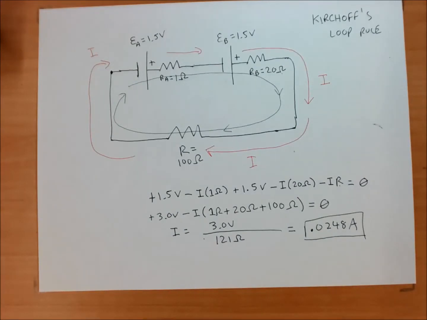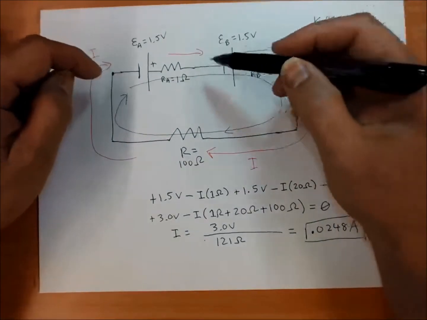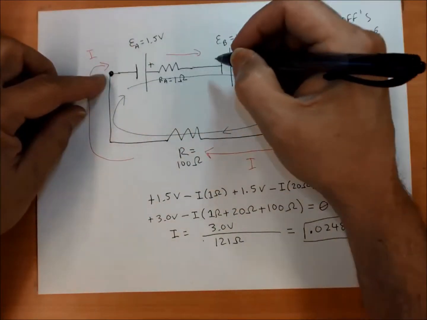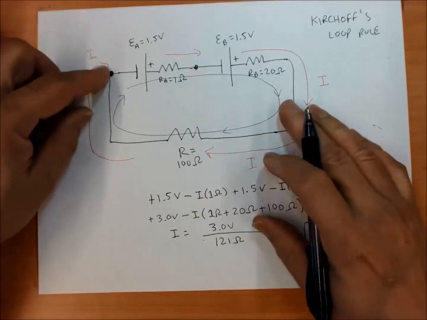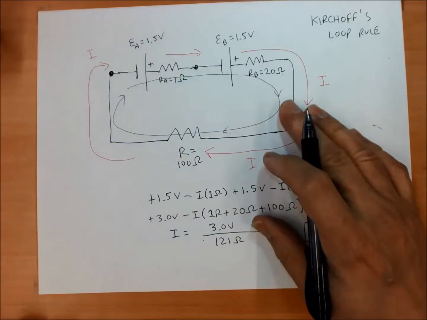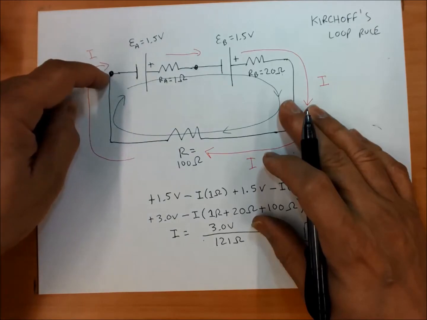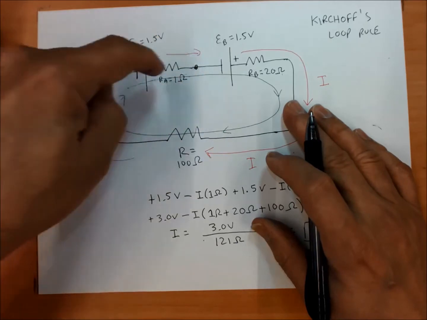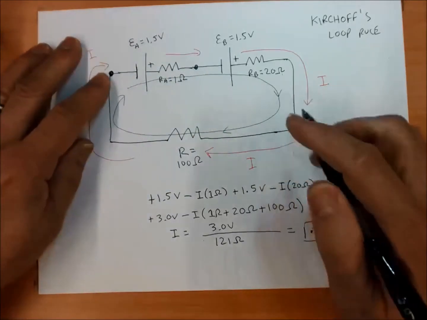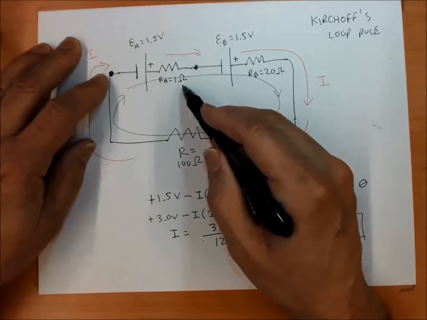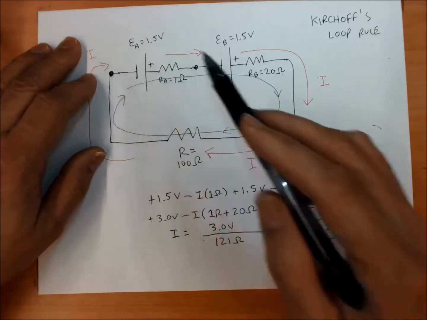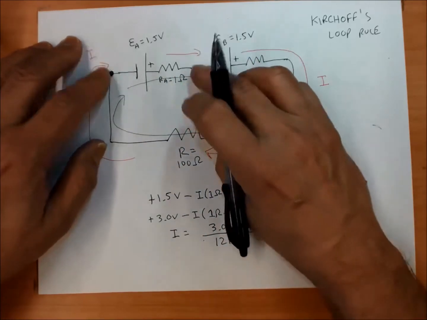Now I can figure out what the voltage is going to be across each battery. Remember, the terminal voltage encompasses both the EMF and the resistor. So if I wanted to find out what the voltage was across, let's say, this first battery, it would be the current going through the battery times 1 ohm, which would give the voltage drop here.